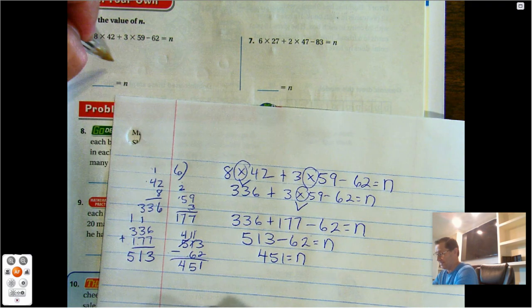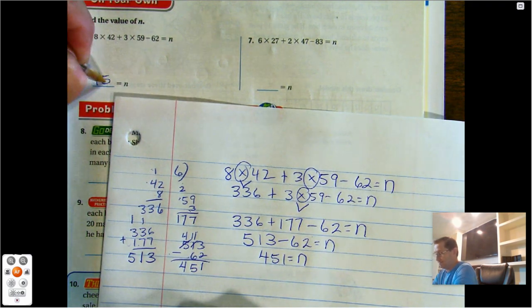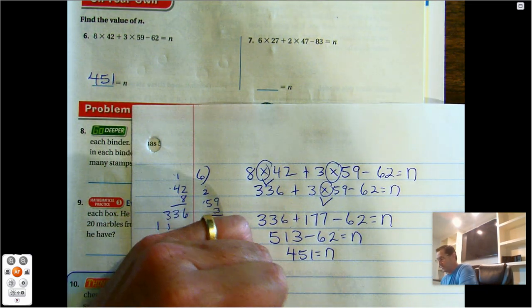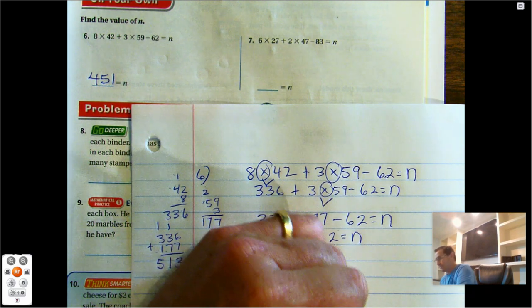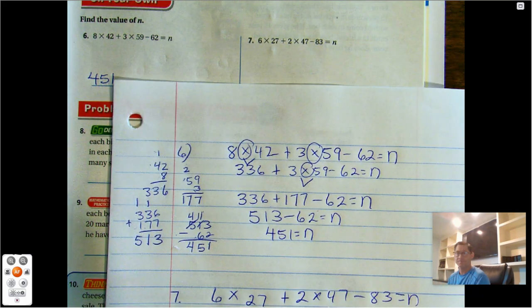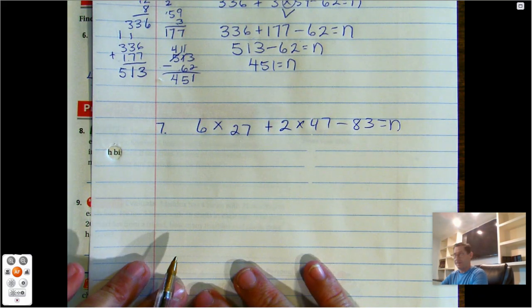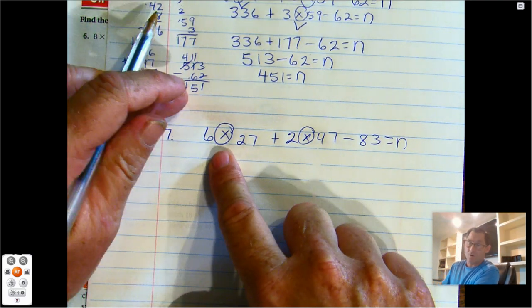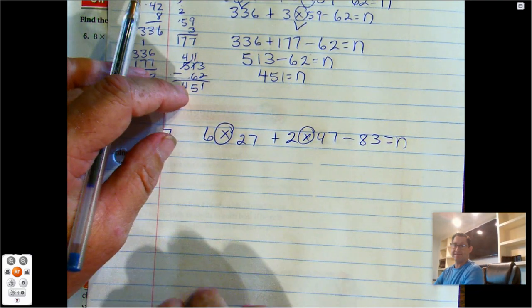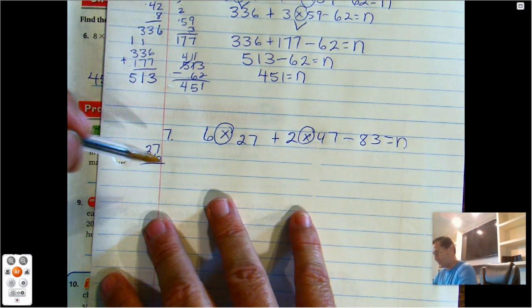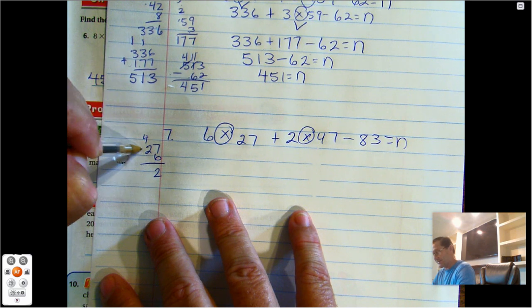Number 7. 6 times 27 plus 2 times 47 minus 83 equals n. Okay, we should be getting the hang of this now. We have multiplication. I need to do all multiplication left to right before any addition and subtraction. 27 times 6. 6 times 27 is 42. 6 times 2 tens is 12, plus 4 more is 16 tens.